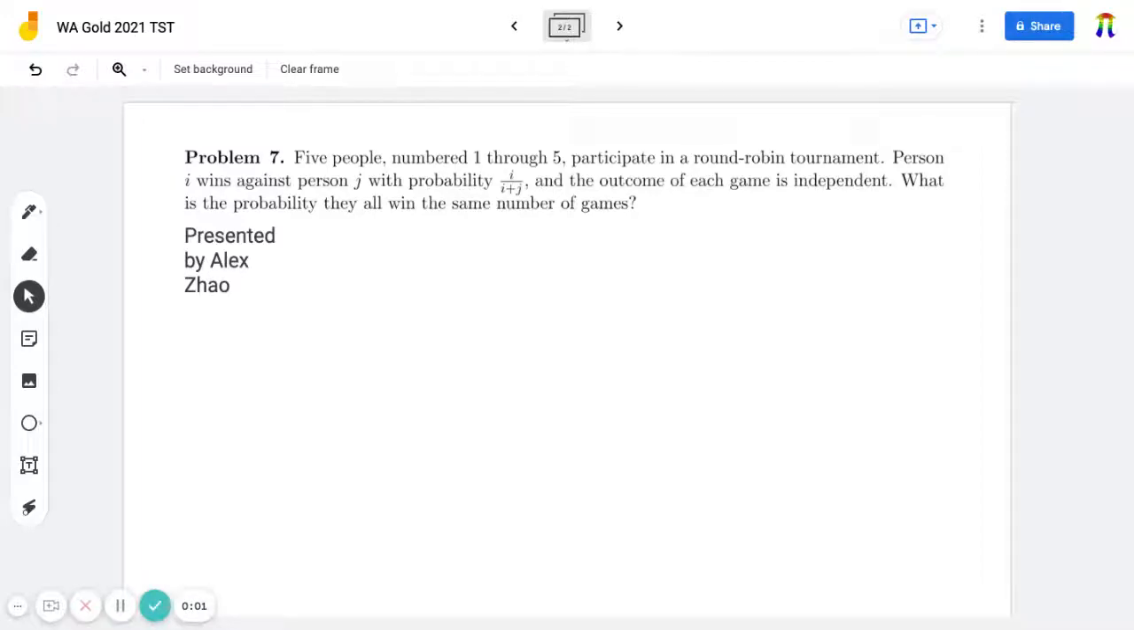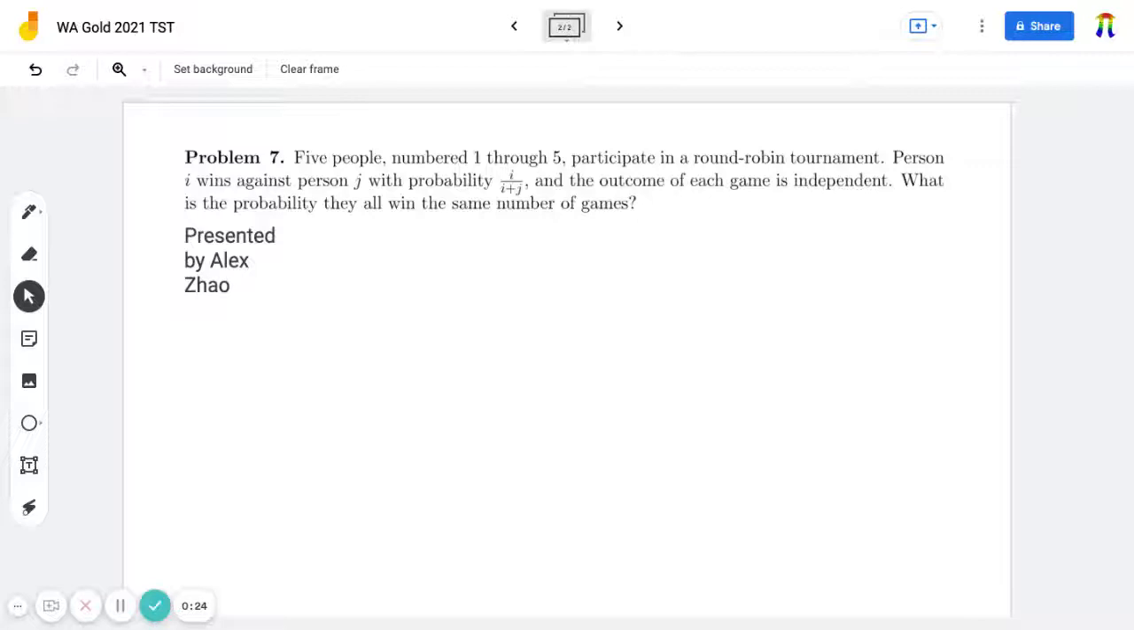Hi everyone, now I'll be presenting problem 7 from this year's TST. Problem 7 is as follows. 5 people, numbered 1 through 5, participate in a round-robin tournament. Person I wins against person J with probability I over I plus J, and the outcome of each game is independent. What is the probability they all win the same number of games?